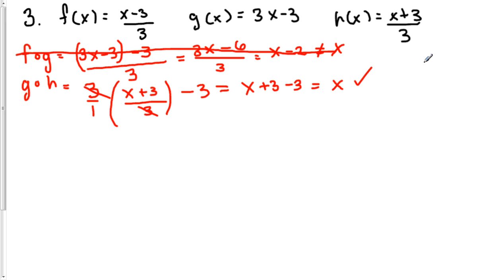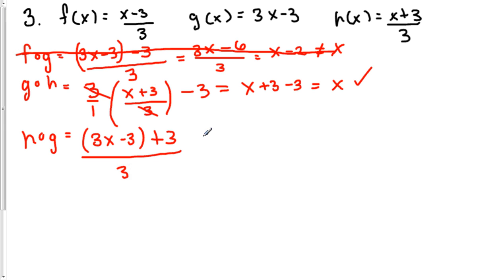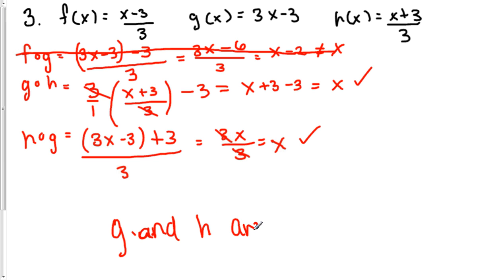I also have to check the other way around, h of g, to make sure h of g works. Because the rule is if both work, then they are inverses. So now I'm going to try h of g just to make sure that it does work indeed. So h is the function something plus 3 divided by 3. G is the function 3x minus 3. Positive 3 and negative 3 cancel, so I'm left with 3x over 3. 3 cancels with 3, so I'm left with x. Since both of these work, I can say that g and h are inverses.